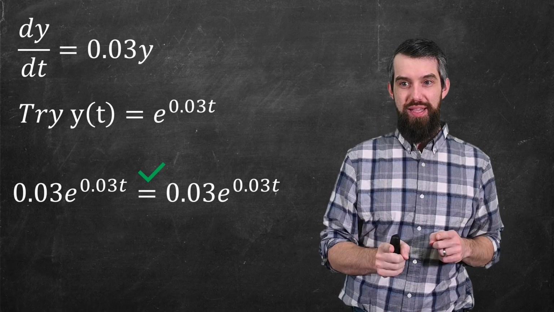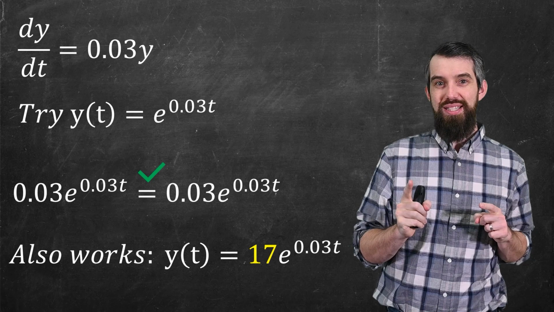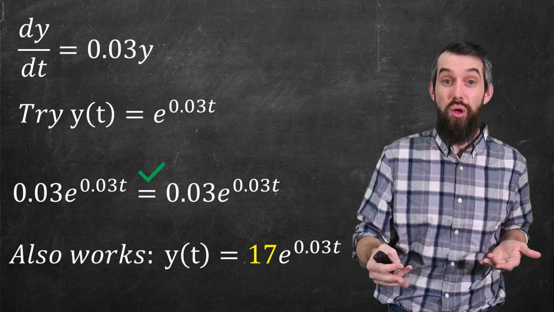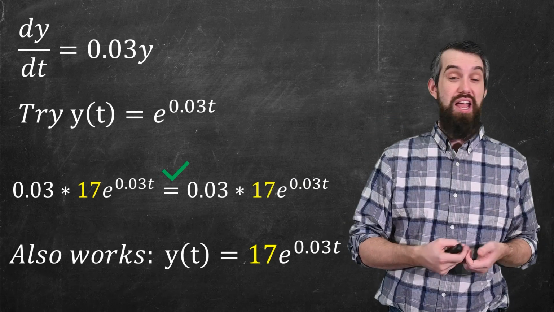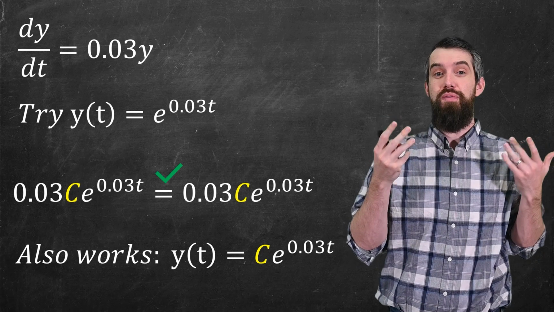Now, I can go even further than this because, well, e to the 0.03t is a solution, but notice that 17 times e to the 0.03t is also a solution. I can plug it into both sides and I get that they are equal. And in fact, the 17 was just a placeholder. It could have been anything. It could also just be a value of c.